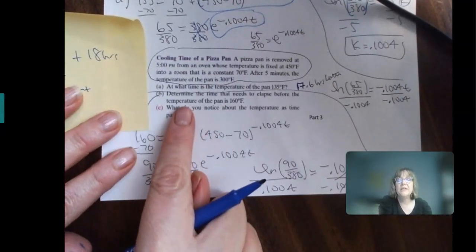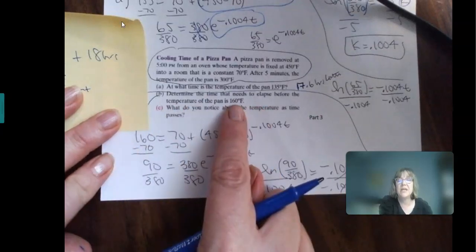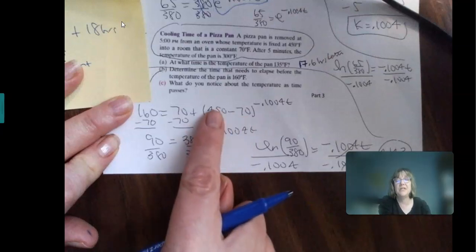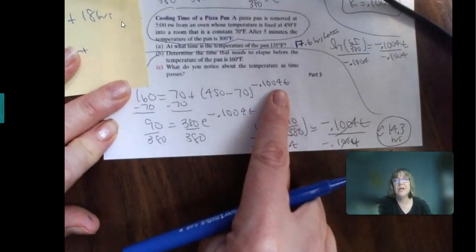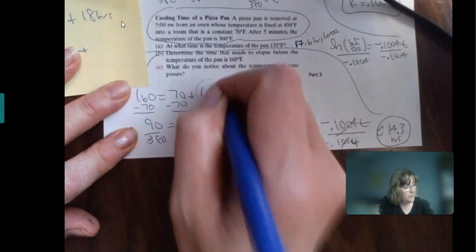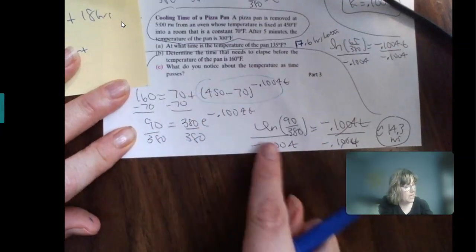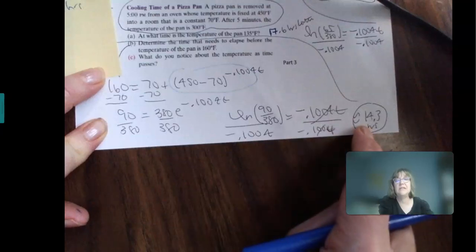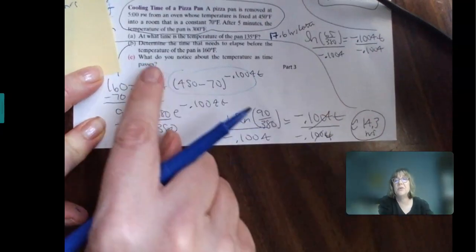So, all right, next one, determine when it's going to be 160. Same thing, output, room temp, how did it start out at? We know our constant. Again, isolate your function, bring that over, divide, logs eat answers, spit out exponents, divide. I ended up getting this. All right, last question here.